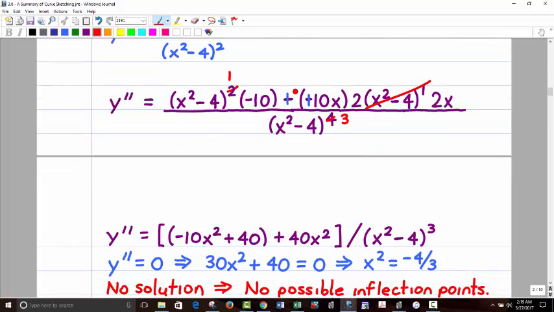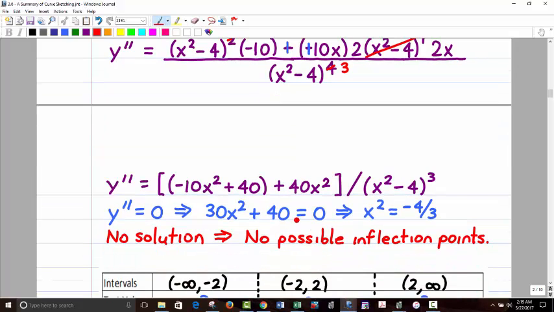So we kind of tidy up the numerator. I wrote the fraction sideways this time, but it's fine. So you would have -10x squared plus 40 right here. And then here you have 10x times 2 times 2x is 40x squared. So you combine terms, you have 30x squared plus 40. And remember to set this equal to 0. All we have to do is set the numerator equal to 0. And we get x squared equals -4/3. Therefore, there's no solution. Therefore, no possible inflection points. Only the discontinuities will go on our sign chart.